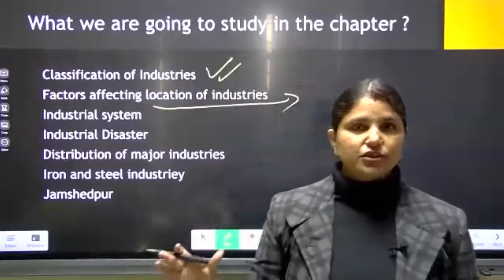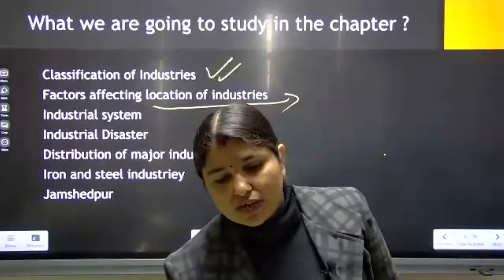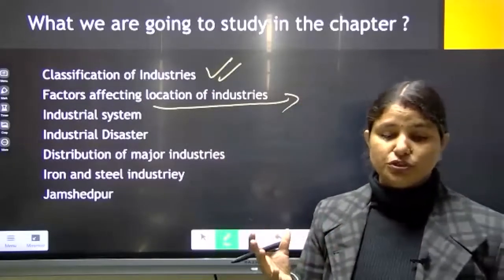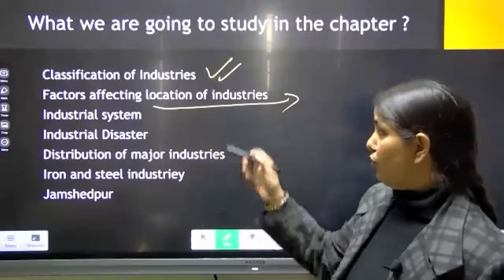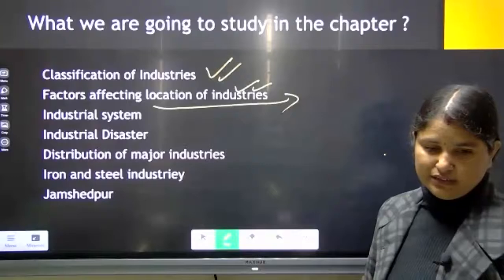For an industry, many factors are required, just like water, capital, a good location, and workers should be there. So about all these factors we will discuss in this chapter.